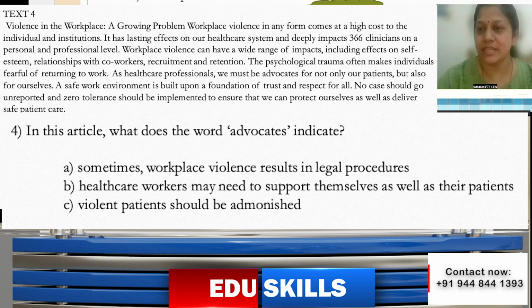Okay, workplace violence results in a legal procedure. We already have protocol in workplaces, right? But workplace violence resulting in legal procedure means result. They're talking about cause and effect language. Option B, healthcare workers may need to support themselves as well as their patients. Option C, violent patients should be admonished. So we have three options. We can go for the text.